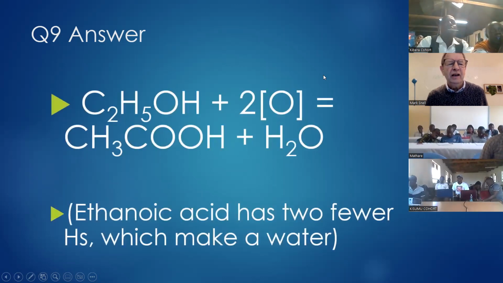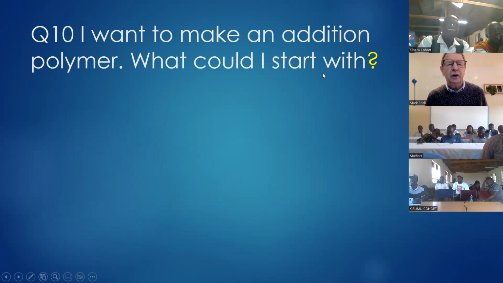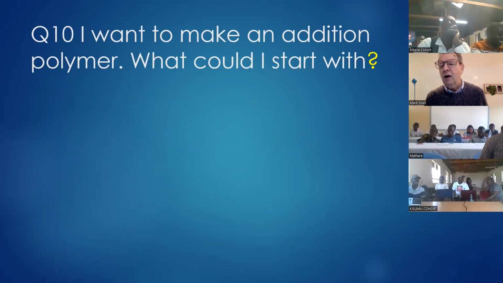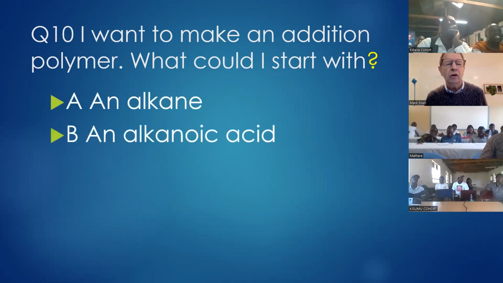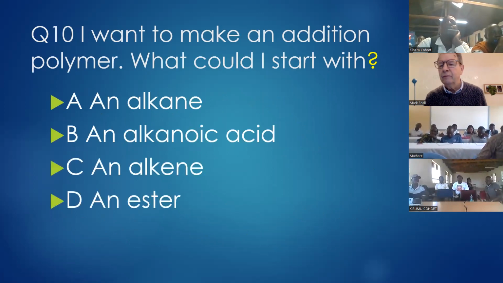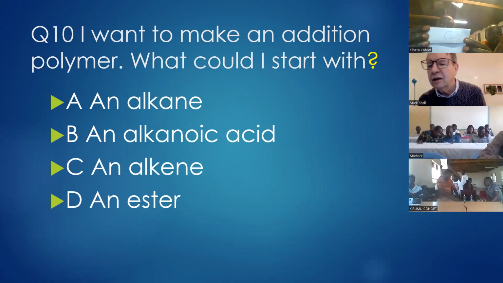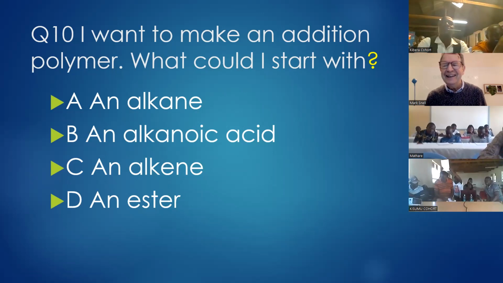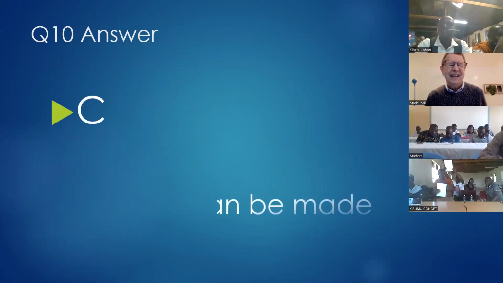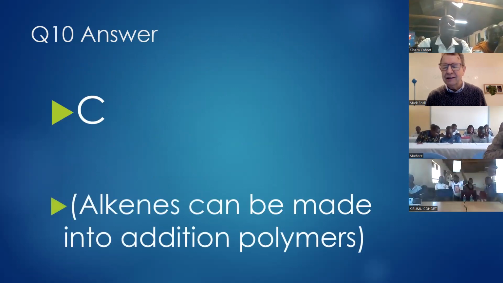Okay, we're nearly at the end. I want to make an addition polymer. What could I start with? I'm sure you know. And the answer is yes. The answer is C, because alkenes.